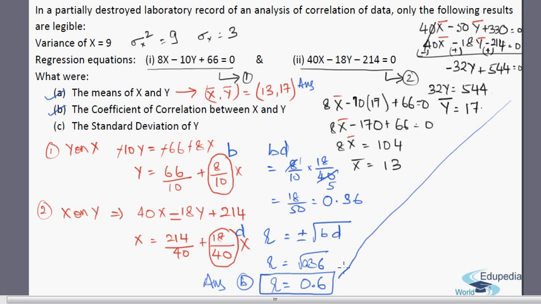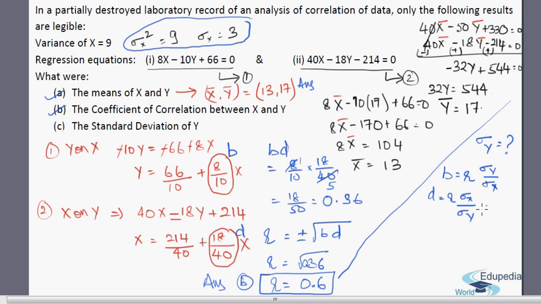Fine. And now the third part, they are asking to find the standard deviation of y, that is sigma of y. Well, we have another relationship, if you remember, where b equals r times sigma y by sigma x, or d equals r times sigma x by sigma y. We can use either of these two because we have the value of b, we have the value of d, we have the value of r, and we also have the value of sigma x. So finding sigma y is simple here. Let's use any one of these two, let's use the first one.